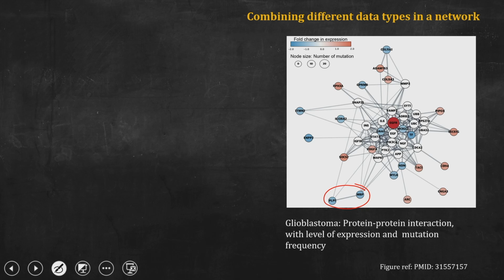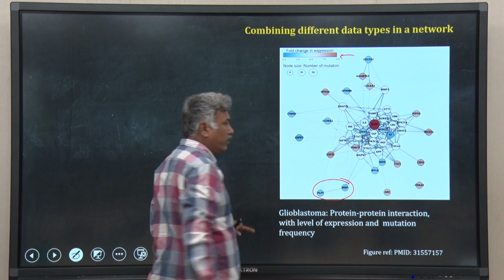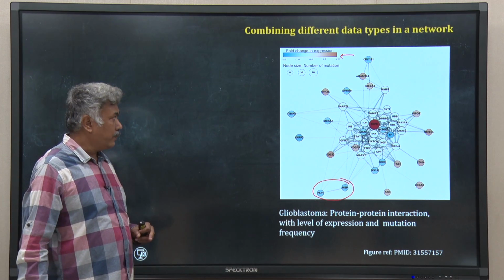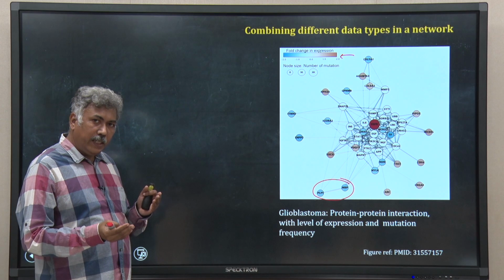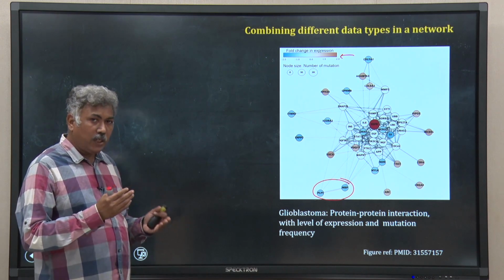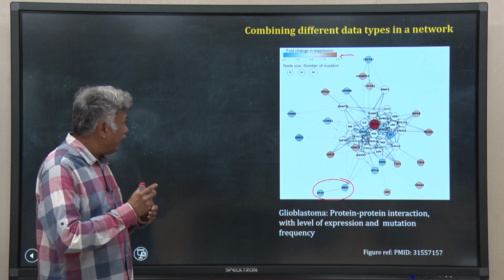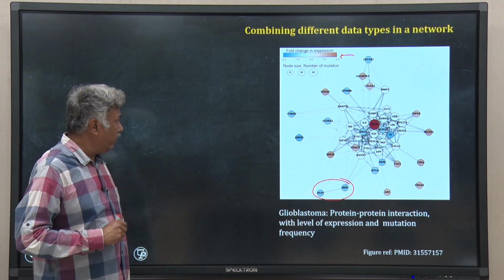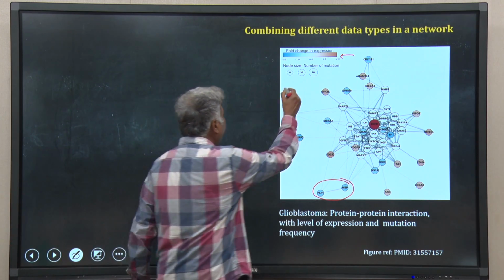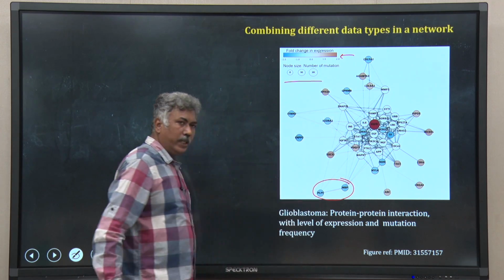Now, apart from that, the color of each of these nodes, for each of these proteins, represents the fold change in expression that they have observed in those glioblastoma patients. So, the color is representing the change in expression of this protein. At the same time, they have varied the size of each of these circles representing the node. What do they represent? They represent the frequency of mutation.